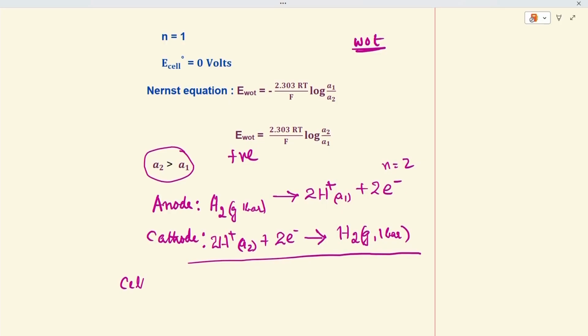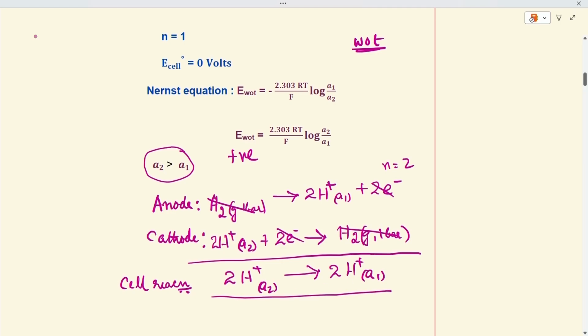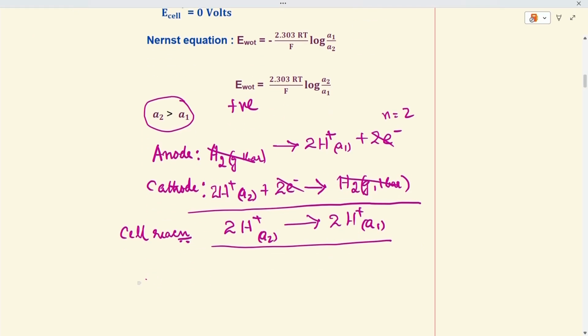Now, let us see what is the overall cell reaction. That is, the hydrogen gases get cancelled, the 2 electrons get cancelled, and here we will be having 2 H plus of activity 2 getting converted into 2 H plus of activity 1. Now, again I am not going into the details, I will just put it as N equal to 2 and E naught of cell, of course, is equal to 0 volts.